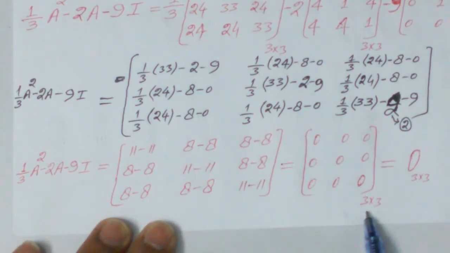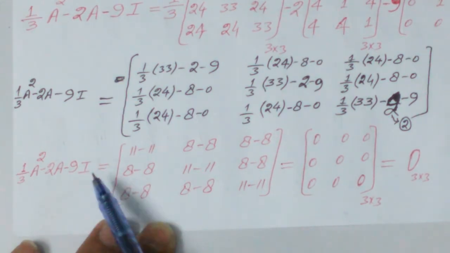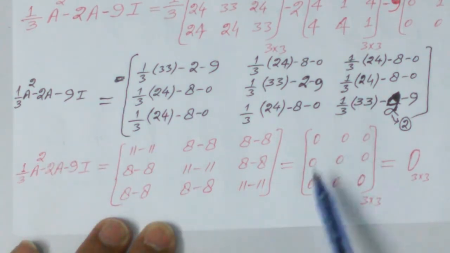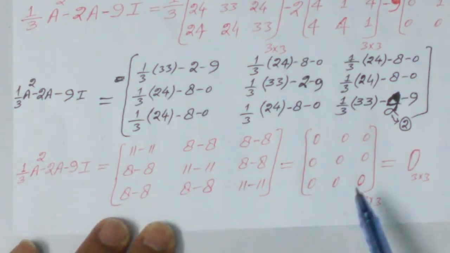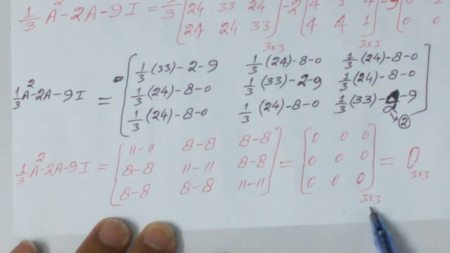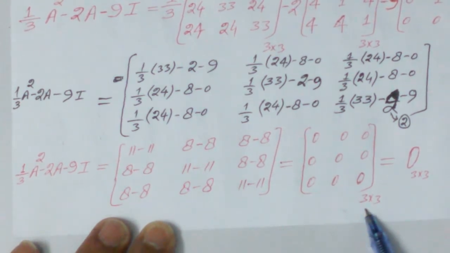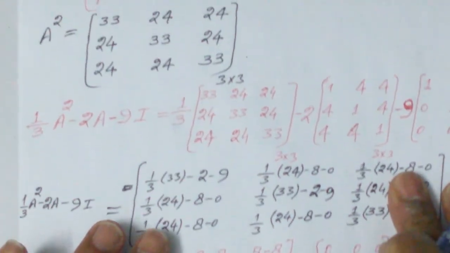The order of this matrix is 3 cross 3 because the order of A square, the order of A, and the order of the identity matrix are 3 cross 3. The operator between them is negative, so the order of the resultant matrix will be the same as the order of A, the identity matrix and A square, which is 3 cross 3. This matrix is equal to the zero matrix, which is what was required.